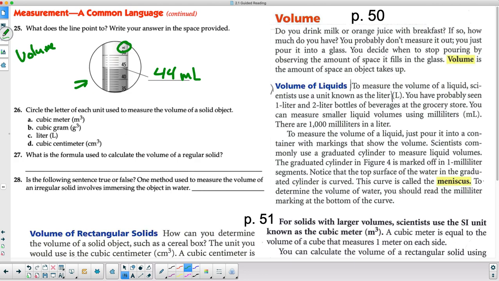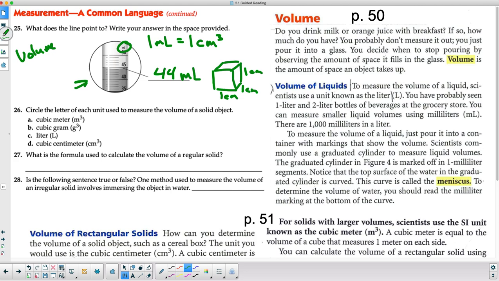Now, 1 milliliter is also equal to the same thing, called a cubic centimeter. That's when you have a box that is 1 centimeter by 1 centimeter by 1 centimeter, okay? And when we multiply all three of those, then we get 1 cubic centimeter. It says circle the letter of each unit used to measure the volume of the solid object.